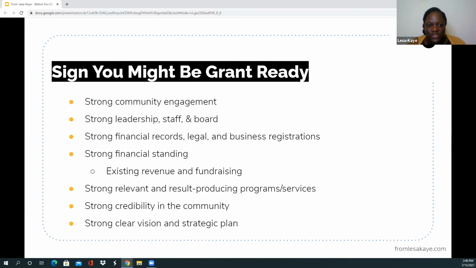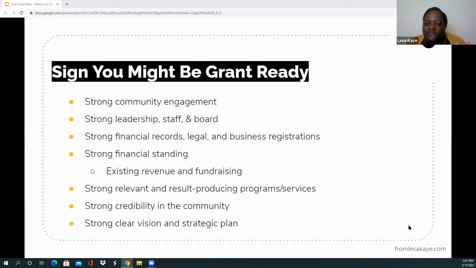So you might be grant ready if your organization has strong community engagement. You have strong leadership, staff, and board members, with at least 7 to 10 board members. They contribute to the organization in some way, either financially, or they provide some kind of expertise. They're representative of the community that you serve. You have financial records. You are a legal organization on paper. So that's having your 501c3, your 990s, your annual budget, a financial report each year that shows your revenue and your expenses, and having existing fundraising.